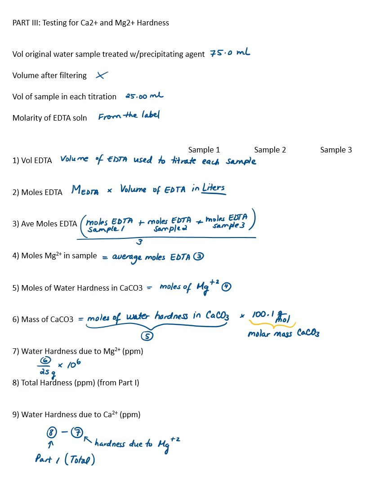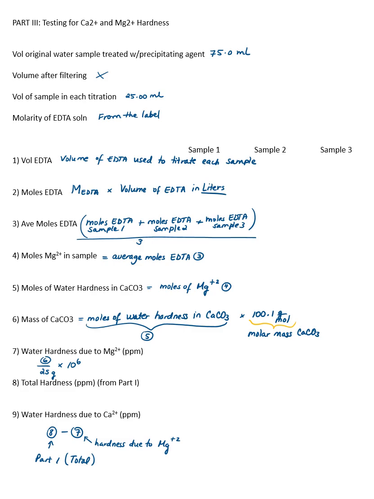Now for the last part, we want to see how much of your water hardness comes from the presence of your magnesium ion and how much comes from the calcium ion. Okay, so that's what we're doing. So you have a total hardness. That total hardness is the calcium ions and magnesium ions all together. So now we're going to look at them individually.